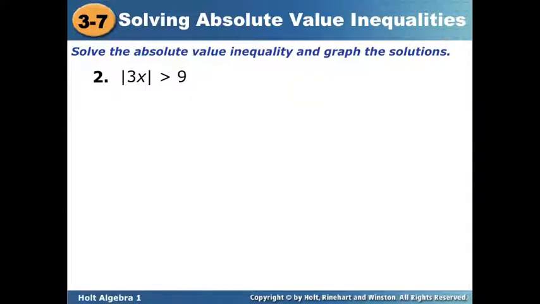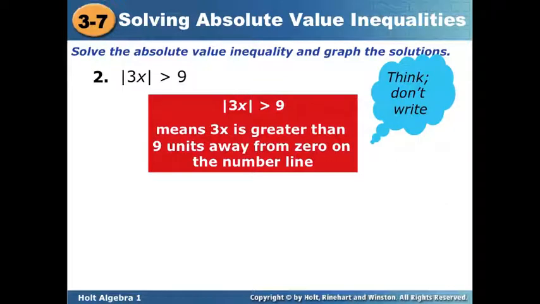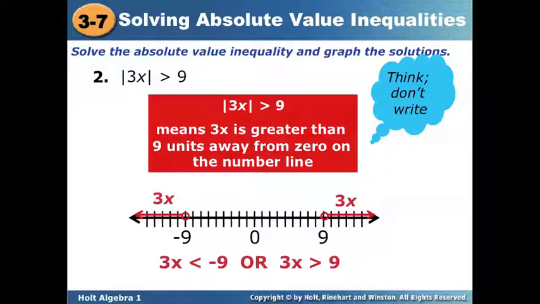Example number 2. We have the absolute value of 3x is greater than 9. That is a greater than symbol, so this should set up and solve like an "or" problem. Great-or. Think about it. This means that 3x is greater than 9 units away from 0 on the number line. So we're going to set up our two inequalities. 3x is less than negative 9, or 3x is greater than positive 9.